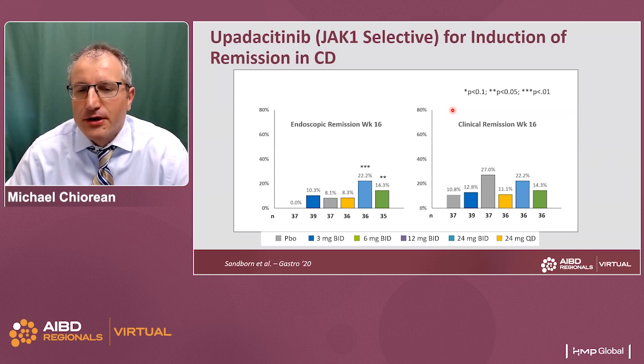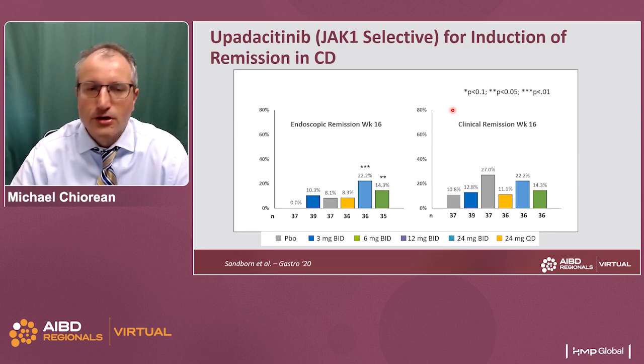What's important here, though, is given the selectivity, we think that we were able to jack up the dose, pun intended, of course, to jack up the dose of upadacitinib to much larger doses. And in fact, in the phase 3 program, the induction dose for UPA is 45 milligrams daily for both Crohn's disease and ulcerative colitis.